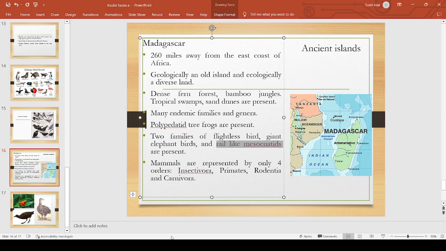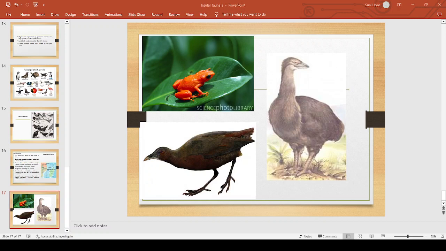Then coming to the mammals, only 4 orders of mammals are there. Mammals are a very large group, around 28 or 30 orders. Out of that, only 4 orders are there. One is Insectivora, which means insect-eating mammals. Then primates are there, and then rodents. Rodentia means the rat family. Then Carnivora, which means the cat family, including tiger, lion, leopard, etc. So only very limited animals are present in Madagascar. You can see some of the animals of Madagascar here. You can see very few animals are there.